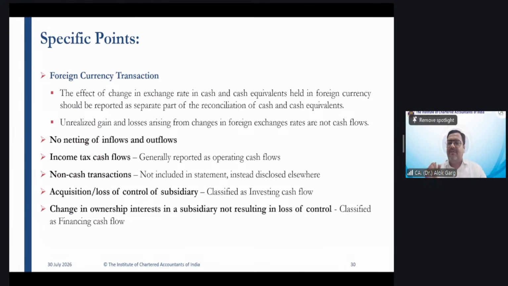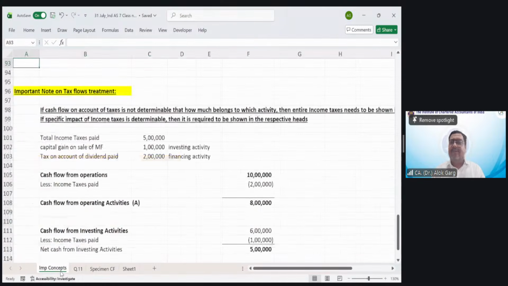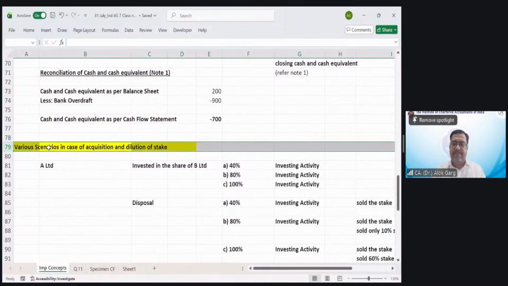For example, you are an Indian entity. Okay, you are an Indian entity. So let me take you to the Excel file. You are an Indian entity, and I am talking about the cash flow, the forex cash flows. I am talking about the forex cash flows, right?